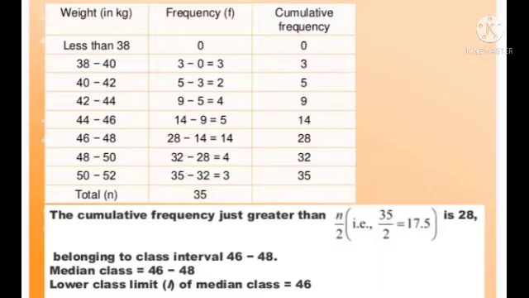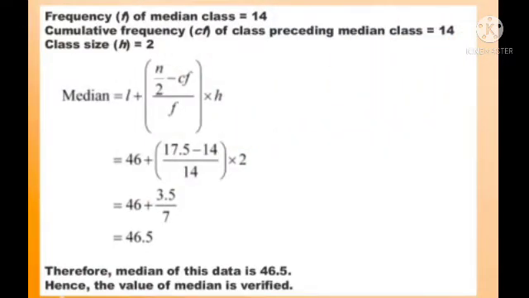Median class is equal to 46 to 48. Lower class limit L of the median class is equal to 46. Frequency f of median class is equal to 14. Cumulative frequency Cf of class preceding median class is equal to 14. Class size h is equal to 2.